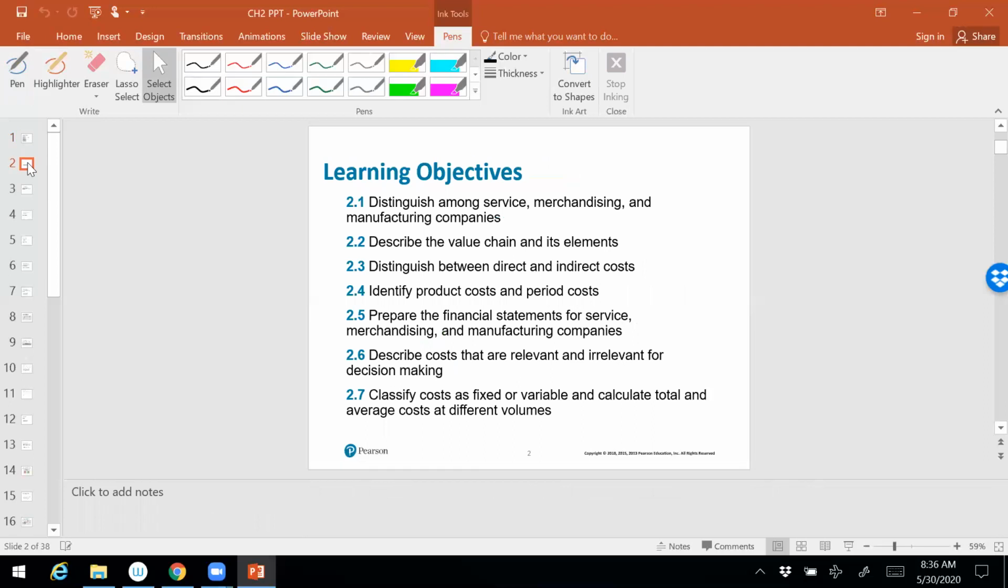Learning objective, you need to know all of these 7 things, unfortunately you need to know all of these things. We look at this very briefly, right? So first, there are 3 different companies you need to know, and then second, there is something called the value chain, and parts 3 and 4 actually talk about different types of costs. You can see direct, indirect, product, period cost. So those are the 2 parts.